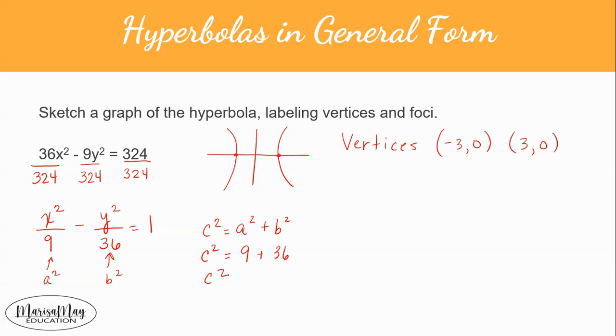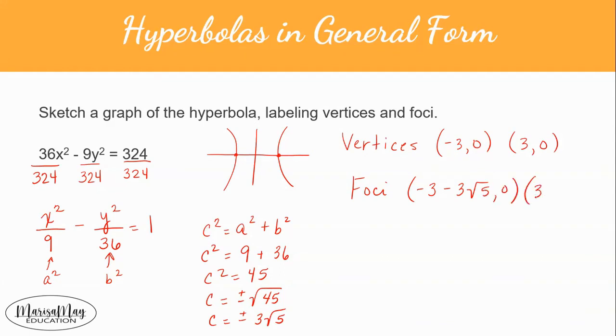So in this case, we can see that c squared would be 45 and c would be plus or minus the square root of 45, or c would be plus or minus 3 on the square root of 5. Now, in order to get your foci, you're going to take your vertex and you're going to subtract 3 on the square root of 5, and you're going to add 3 on the square root of 5. So notice that puts your foci inside the branches of that hyperbola.